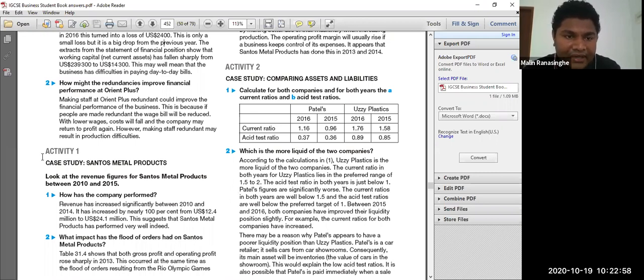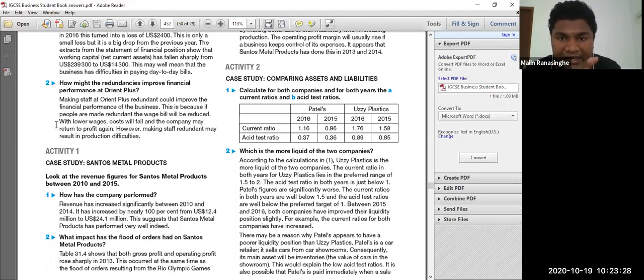Making staff at Orient Plus redundant could improve the financial performance of the business. This is because if people are made redundant, the wage bill will be reduced. With lower wages, costs will fall and the company may return to profit again. However, making staff redundant may result in production difficulties.